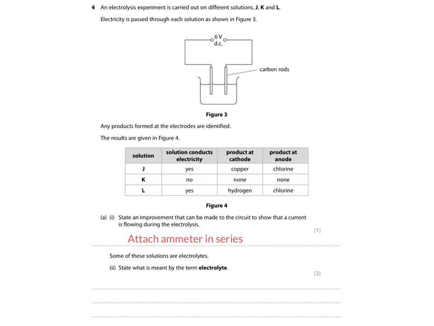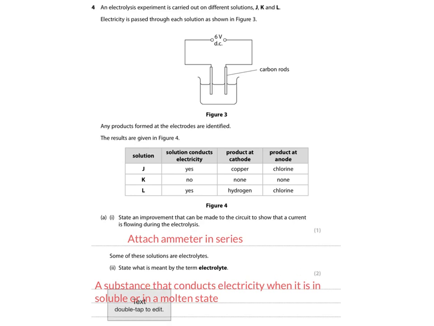The next question reads, it says that some of these solutions are electrolytes. State what is meant by the term electrolyte. An electrolyte is a substance which conducts electricity when it's in solution or in a molten state. And molten just means liquid. So if you have a solid metal, and you heat it up until it turns into a liquid, that is its molten state.